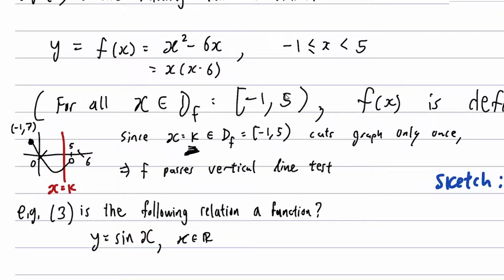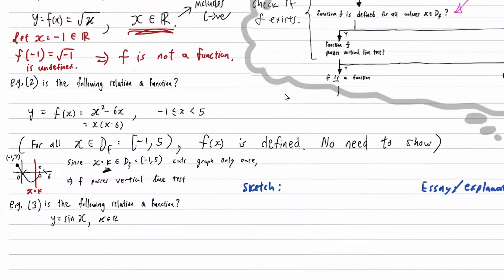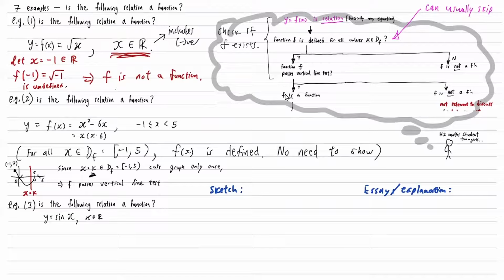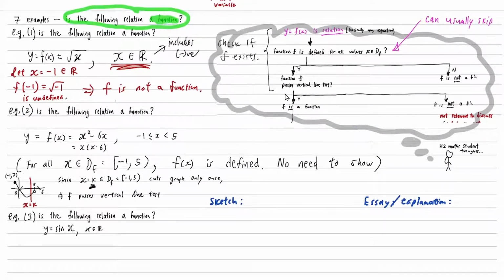Wait, is it vertical line or is it horizontal line? Because I'm kind of confused. Whether it's vertical or horizontal, you must read the question. Here, the question is asking you, is the following relation a function? So it's asking you about the existence. Is it a function or is it not a function? I didn't say inverse. The question here, I said is or is not a function.